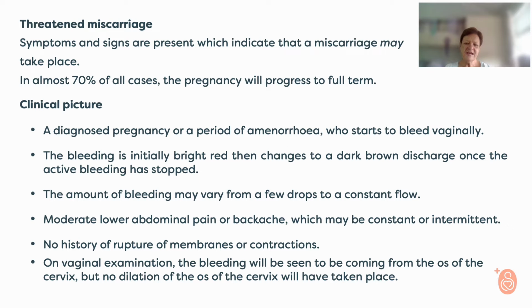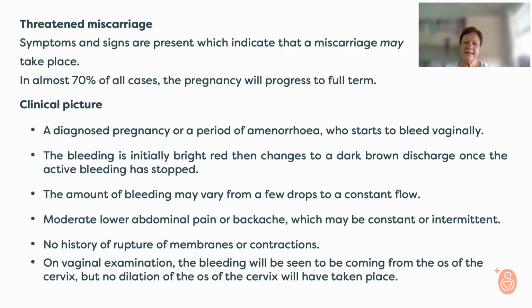Okay, the first type of miscarriage that we are going to talk about is the threatened miscarriage. The name tells you exactly what it means. There are signs and symptoms present that indicate that the miscarriage may take place. But in almost 70% of the cases, the pregnancy will progress to full term. So the signs and symptoms are there, and then they usually go away and pregnancy progresses normally.